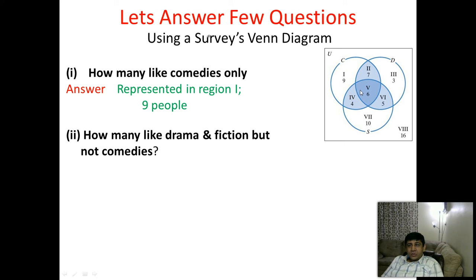The part which is common to dramas and fiction is region 5 and 6 here. But since we do not want any comedy, region 5 must be excluded. So the only region of interest is region 6 here. So what is the number? They give the number: 5 people like drama and fiction but not comedies.